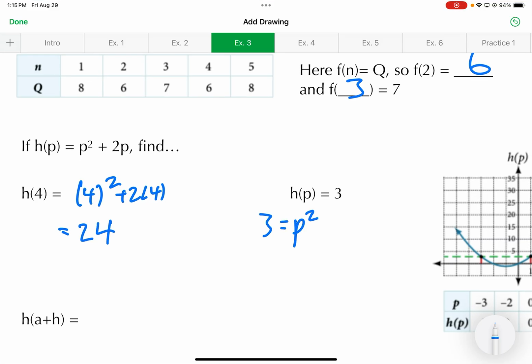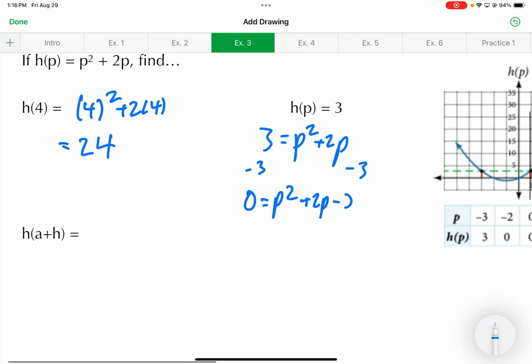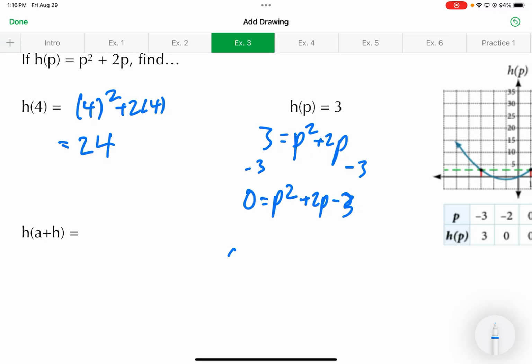So 3 equals p squared plus 2p. Let's solve that, okay? How would I solve that? If I wanted to figure out what p would be, what would I do? Good, Gideon. So 0 equals p squared plus 2p minus 3. What is our factorization of that?